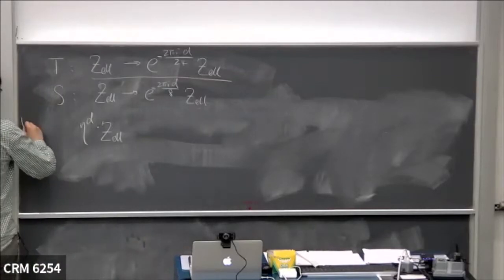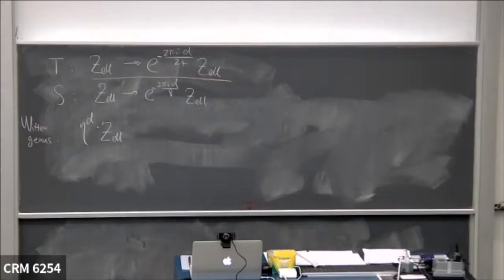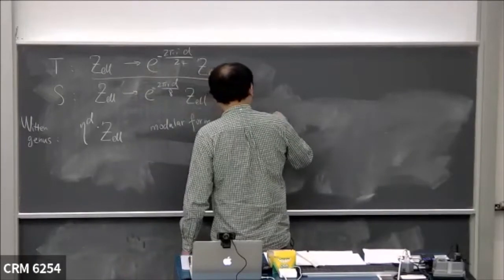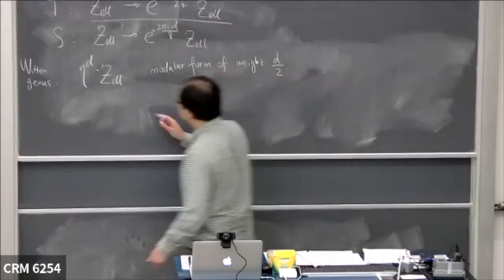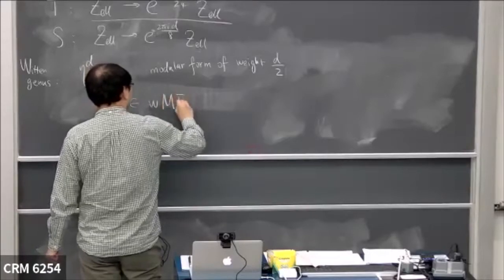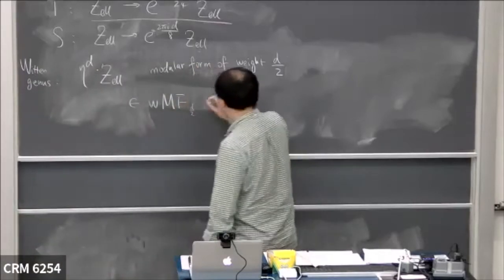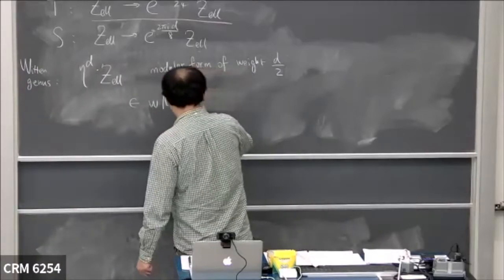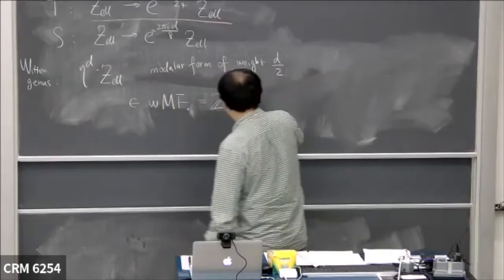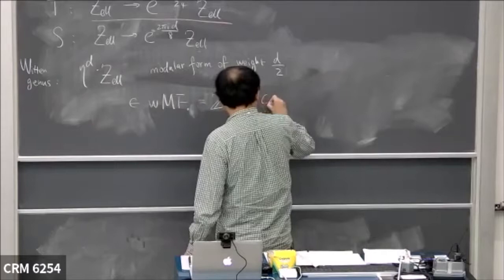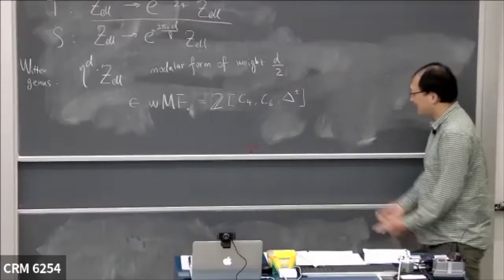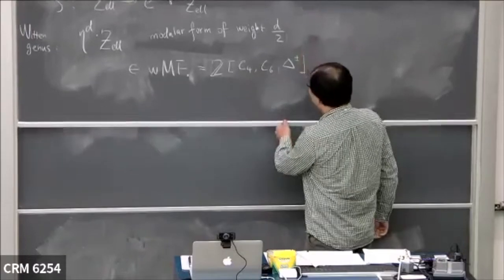This quantity is sometimes referred to as the Witten genus. And this will actually be a modular form of weight d over 2. To be more precise, this is going to be in the ring of weakly holomorphic integral modular forms. And what is this? Well, let me just do this. This is the ring generated over Z by the first two Eisenstein series, the modular discriminant and its inverse. So this is a very concrete ring that you can work with.